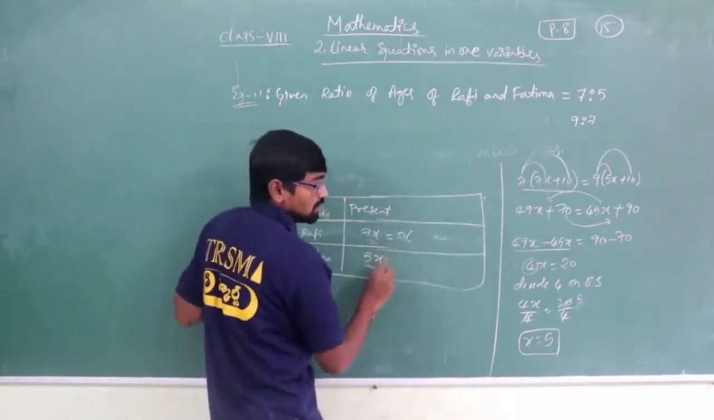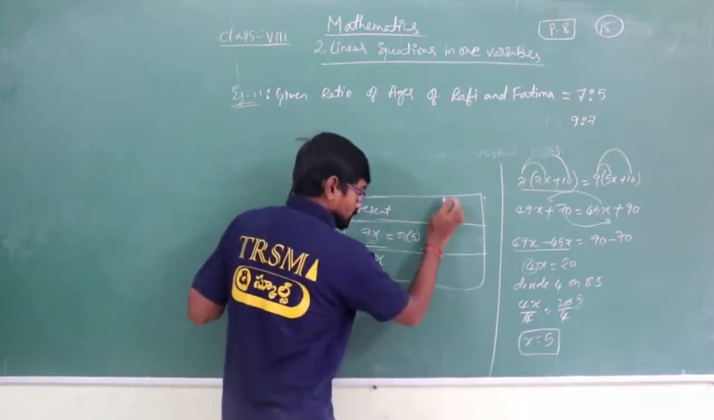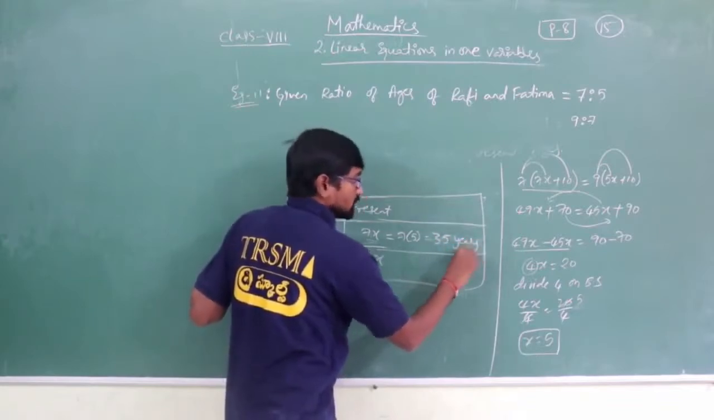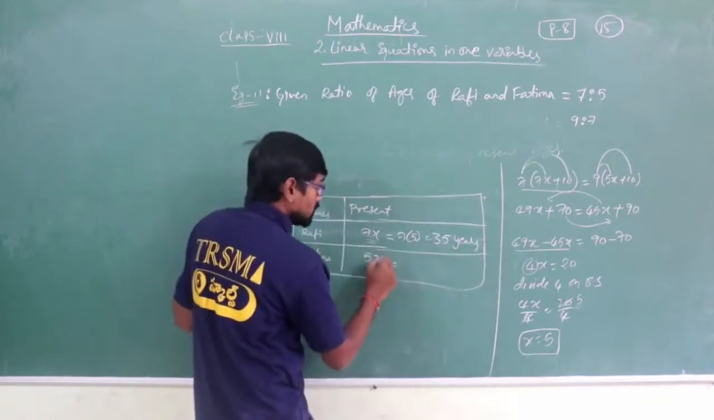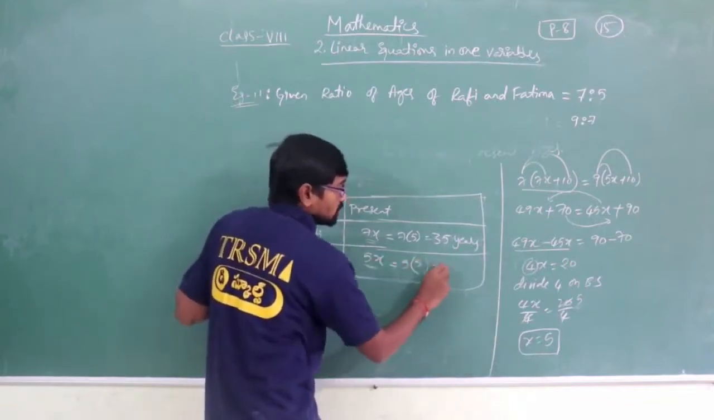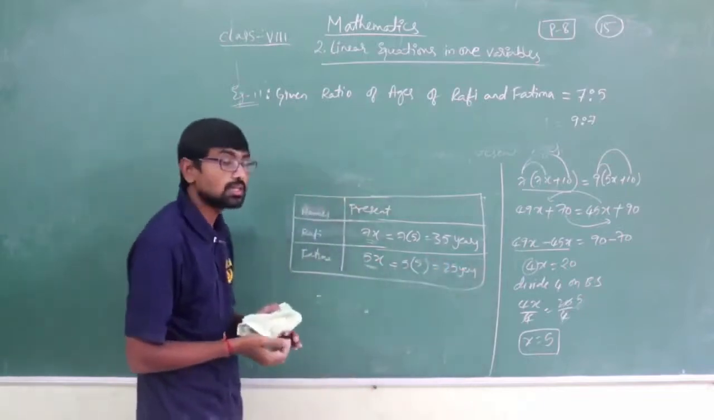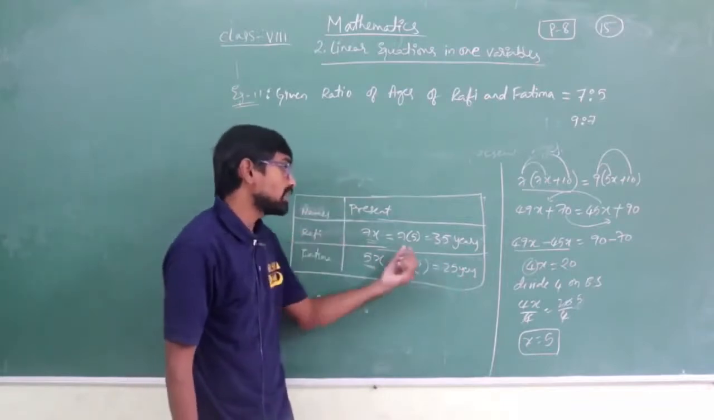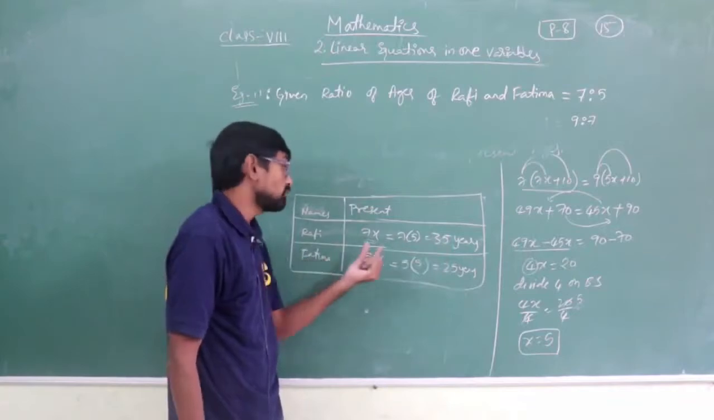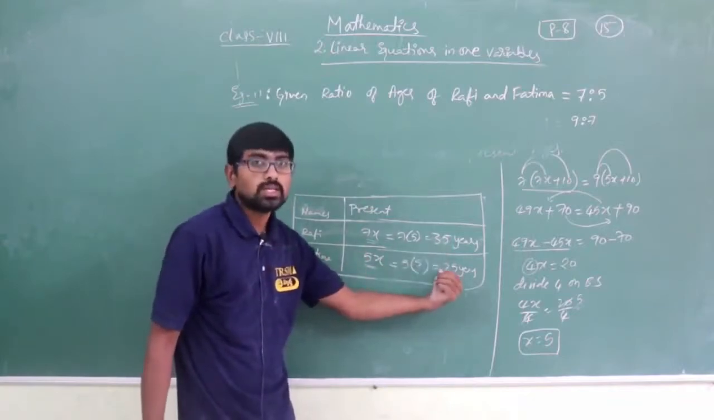Okay, so present ages. 7 into 5 is equal to 7 5s are 35 years. Alright, similarly 5 into, in the place of x I have got 5, so that is equal to 25 years. Now hope you all understood, isn't it? You can see Rafe's age is 35 years at present, and similarly Fatima's age is 25.